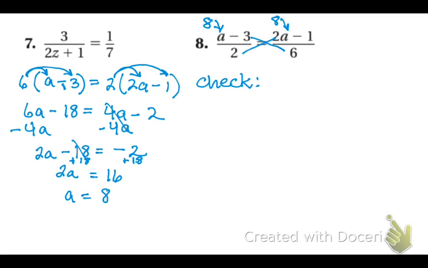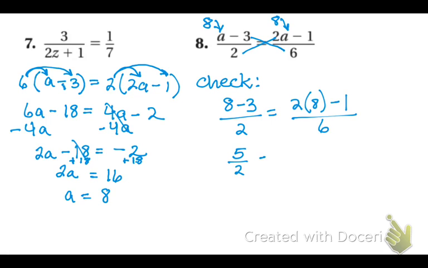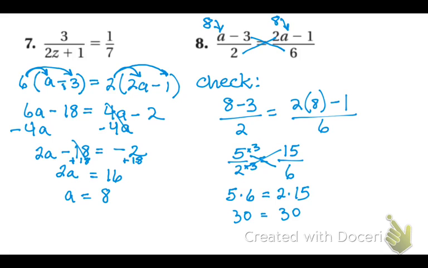So we have 8 minus 3 over 2 equals 2 times 8 minus 1 over 6. That's 5 over 2 equals 16 minus 1, which is 15 over 6. 5 times 3 is 15, 2 times 3 is 6, so we know that these are equivalent fractions. Another way we could check is to cross multiply: 5 times 6 equals 2 times 15, 30 equals 30. So they are equivalent fractions, and our answer is a is equal to 8.